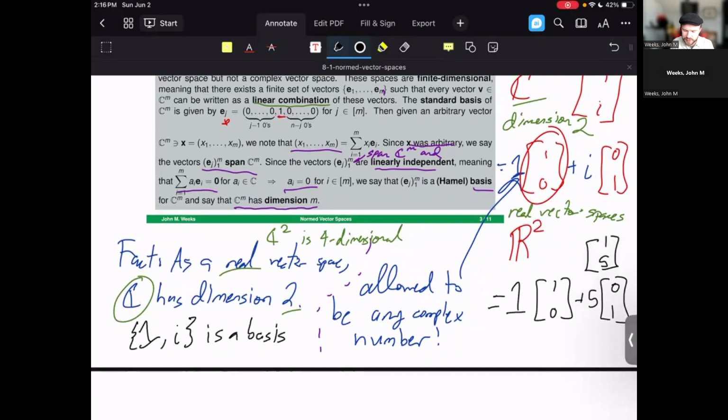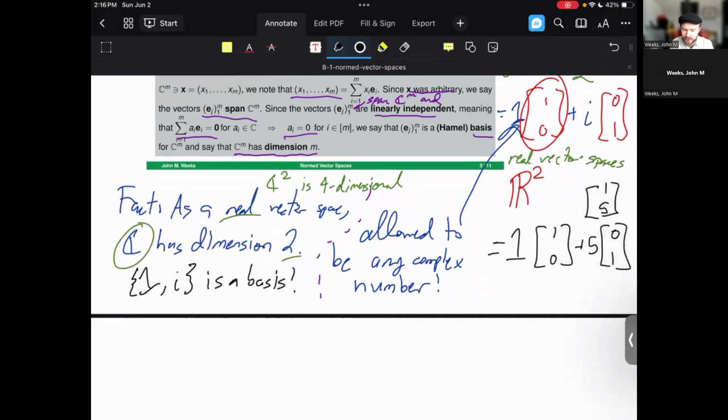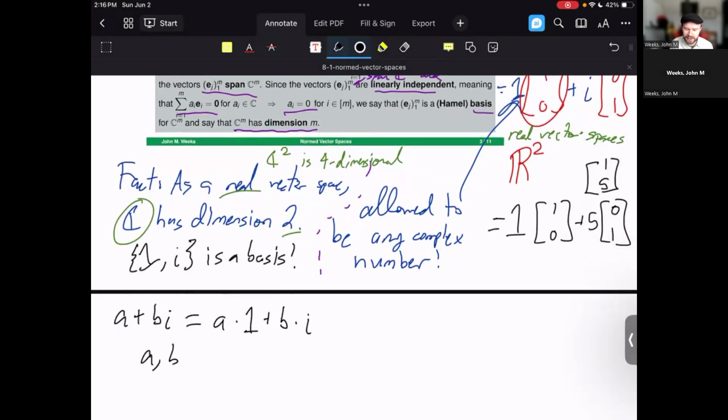as a real vector space, because any value in terms of the complex numbers can be written of the form a plus bi, which is a times 1 plus b times i. Here, a and b are only allowed to be real numbers when I'm considering this as a real vector space. And indeed, any complex number can be written to be of this form where a and b are real numbers. So because of that, the complex numbers has dimension 2 as a real vector space.